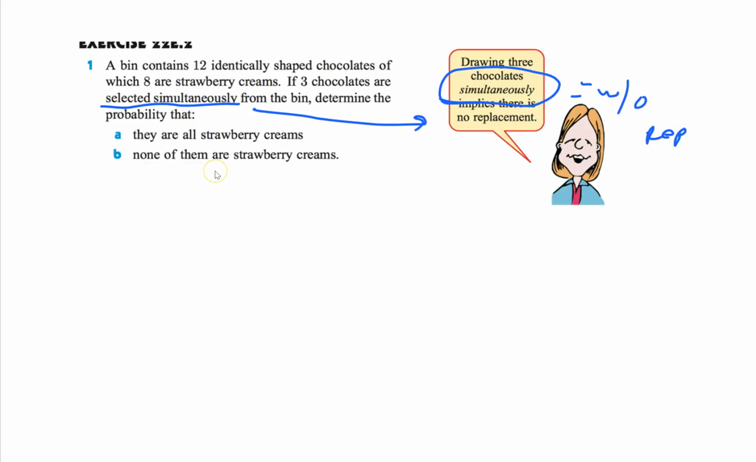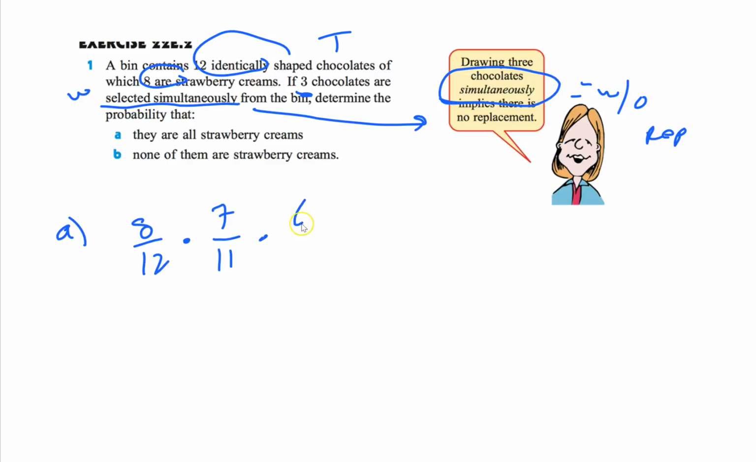Right, so I'm going to do this without replacement. So they're all strawberry cream. So for A, there's 12 total. I want my strawberry creams. There's 8. So the first one would be 8 out of 12. I want to keep on picking. I want to pick 3 chocolates. So the second one would be 7 because I picked the strawberry cream the first time. And the next one would be 6 out of 10.